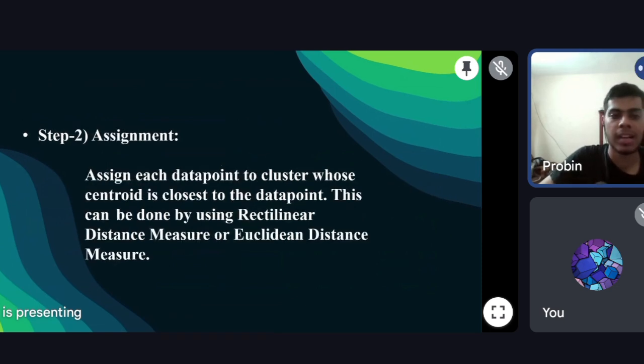The second step is the assignment step, where we assign each data point to a specific cluster whose centroid is closest to the data point. To do this, we find the distance between the data point and our initial cluster point. This can be done by two methods: first is the rectilinear distance measure, second is the Euclidean distance measure.